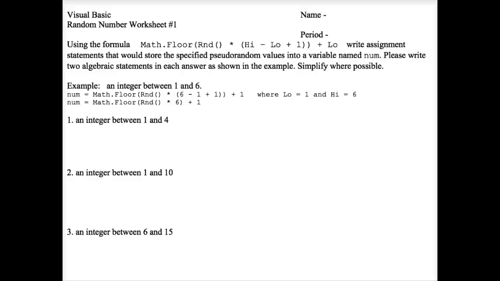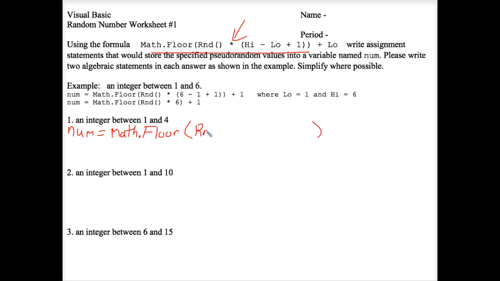Let's do random number worksheet number 1 together. For the first exercise, I need to rewrite my formula that I'm asking you to write, my algebraic statement actually. Num equals Math.floor, and then a big set of parentheses where we're going to put Rnd times high minus low plus 1. See the formula up here that I'm using as a guide?